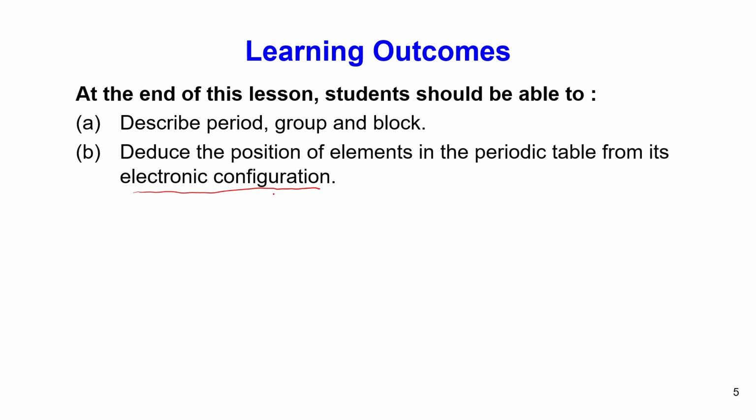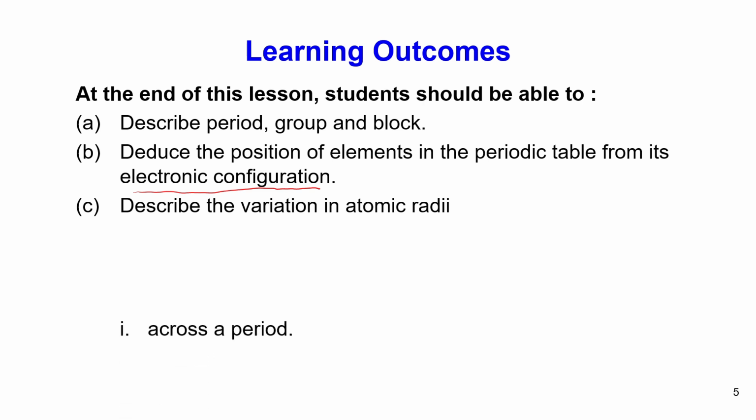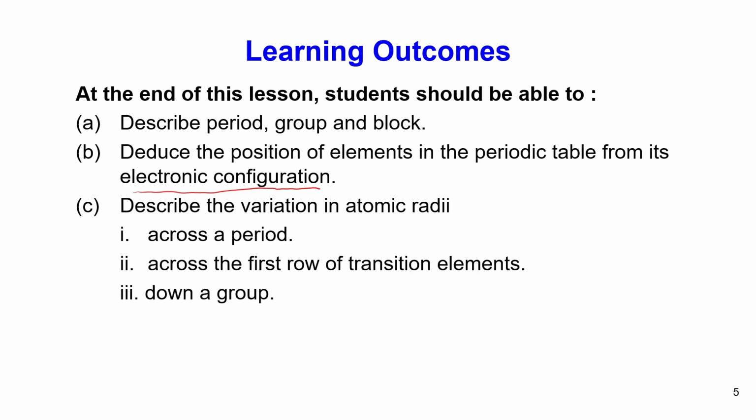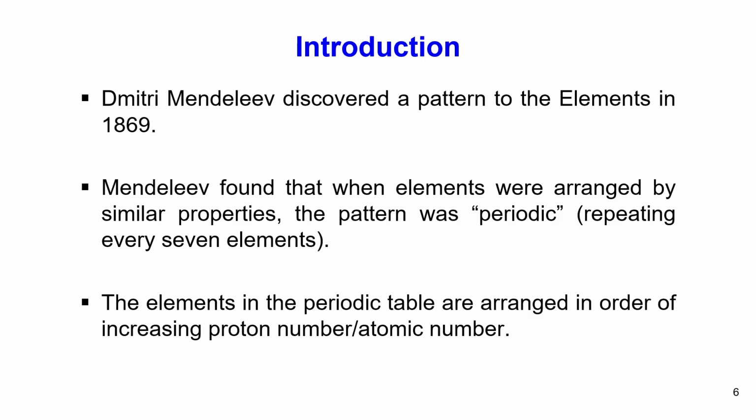Subtopic 2.3, and describe the variation in atomic radii. What happened to the size of atom when across a period and down a group. And last one, define the term isoelectronic. So this is the introduction for the periodic table.